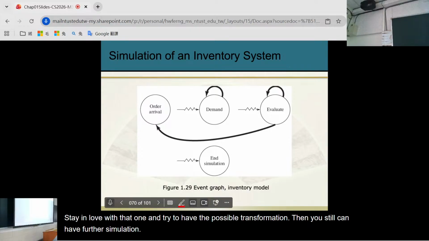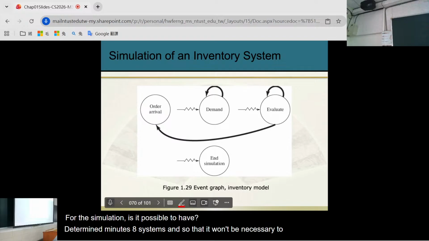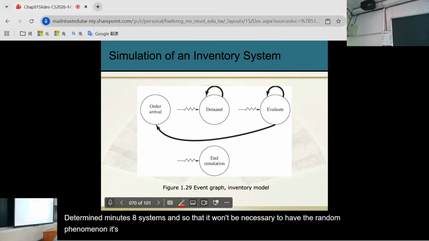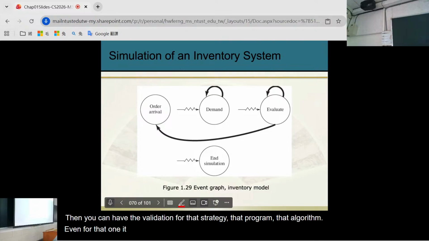In fact, I want to emphasize this again. For the simulation, is it possible to have a deterministic system so that it won't be necessary to have the random phenomenon? It's possible. For example, you just want to validate some proposed scheme without any uncertainty. Then you can validate that strategy, that program, that algorithm. Even that one is a simulation. But for the current discussion, we try to have the uncertainty, the random phenomenon.